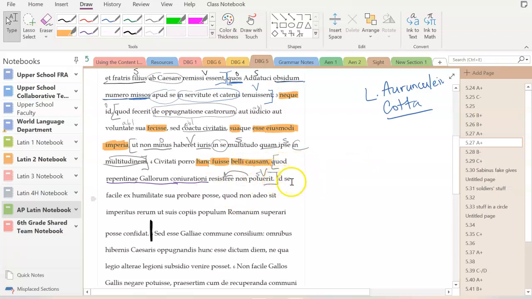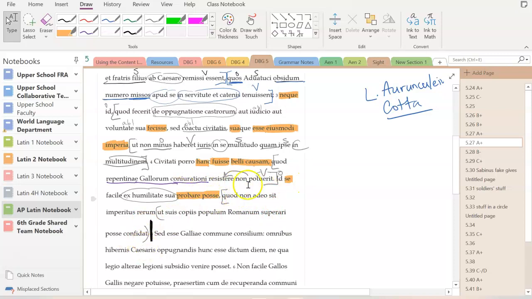Id se facile ex humilitate sua probare posse. Again, when I have a se, that's probably the subject of my infinitive. This infinitive takes another infinitive, so that he himself, right, was able to probare, to prove. Id must be my object. Facile, adverb, from his own humilitate. Probably because, again, non adeo se, subjunctive because I'm inside of a, what's it called? Indirect statement. But adeo is also going to set me up for this guy. My adeo sets me up for a result clause, and it goes through a subjunctive verb.